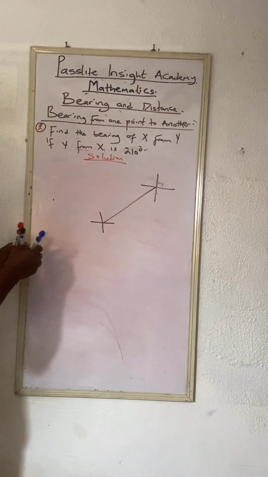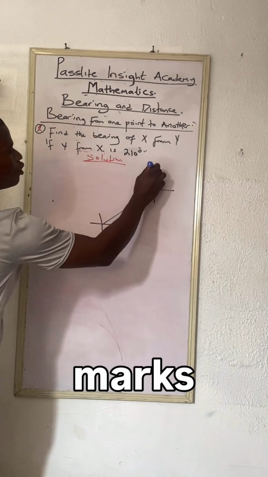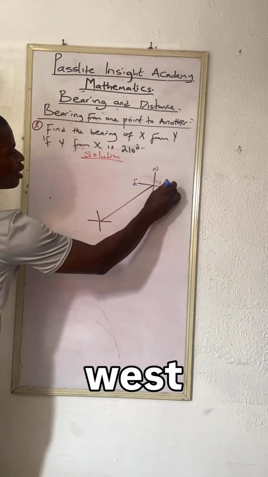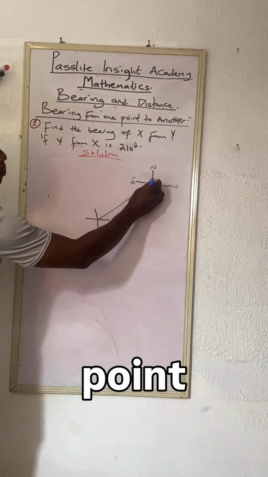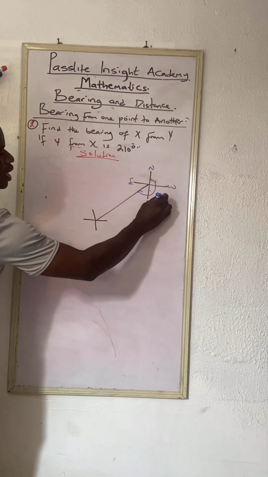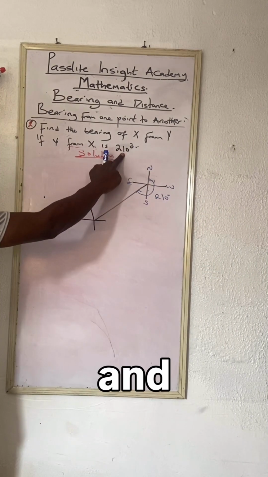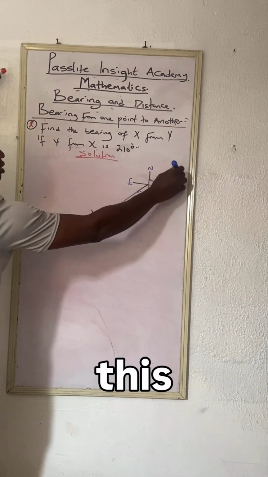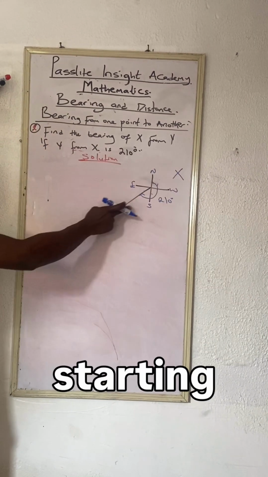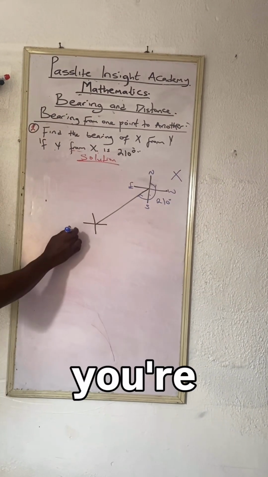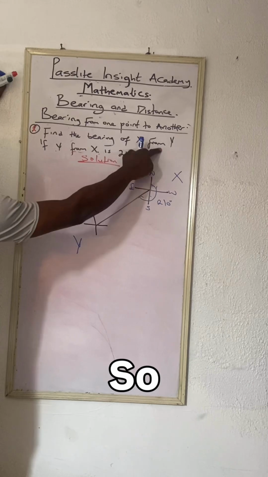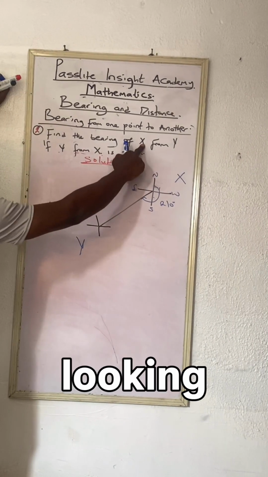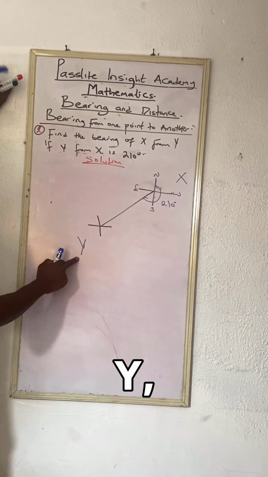Let's label the points. This is north, south, east, and west. From the beginning to this particular point is 210 degrees from the question. Starting from S, this S is your starting point. Then this is Y. The question says, find the bearing of S from Y. So I need this now. We are looking for S from Y, from this Y, this line.